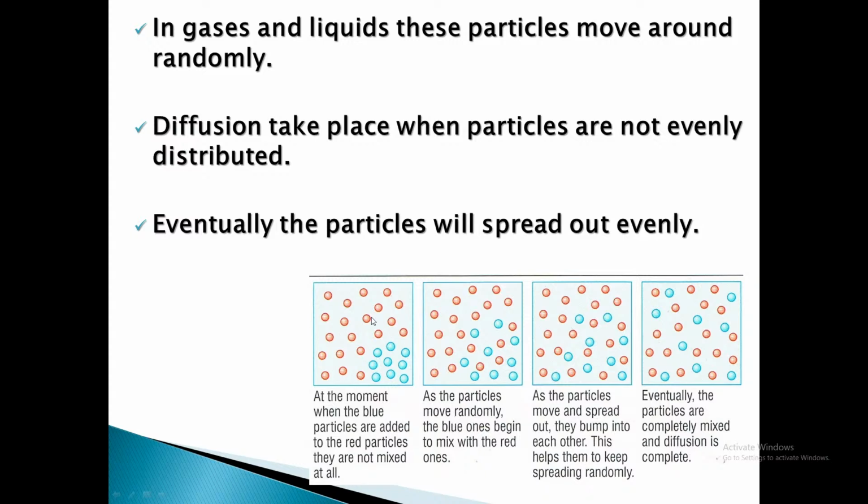Now simply because we're talking about diffusion, as time goes by, the blue particles will be colliding with each other. That means they will be bouncing off each other randomly until they are evenly distributed across the box. That is why as you move along to the second box, they say as the particles move randomly, the blue ones begin to mix with the red ones.